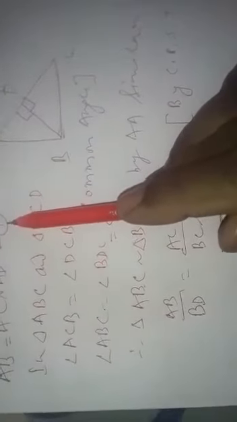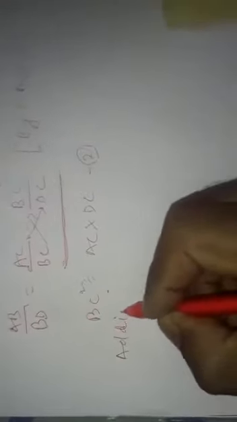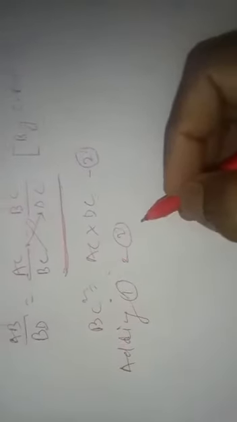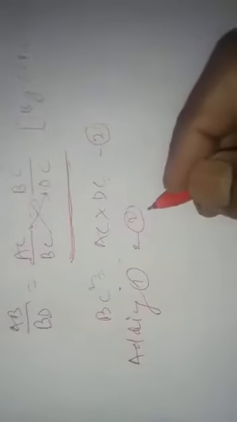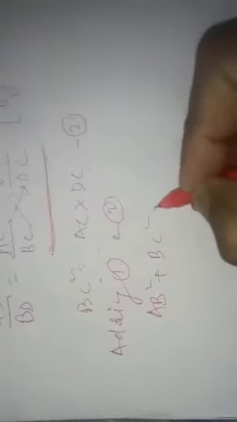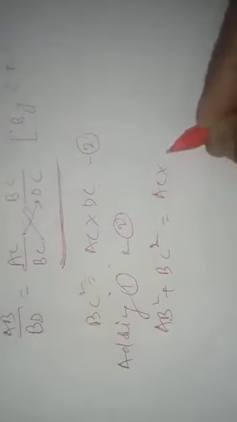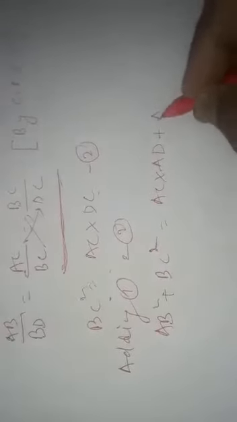Now in equation number 1 we have obtained that AB square is equal to AC into AD, and in equation number 2 we have obtained BC square is equal to AC into DC. Now by adding these two equations, what do we see? Adding 1 and 2, we get AB square plus BC square is equal to AC into AD plus AC into DC.